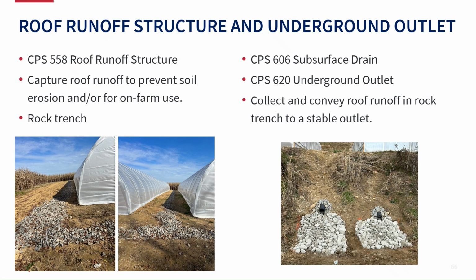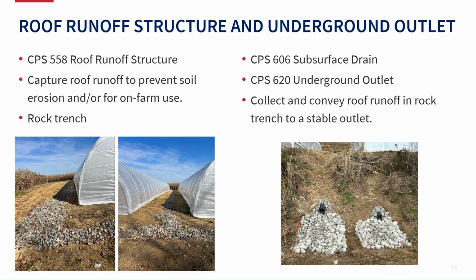If we're installing a high tunnel as part of our micro irrigation system, we may need to then address some of the roof runoff coming off and out of this installed structure. This impervious layer is going to have a lot more runoff and potentially cause ponding or soil erosion around the high tunnel site. Additionally, some of this runoff may want to be collected or may need to be collected for on-farm use.